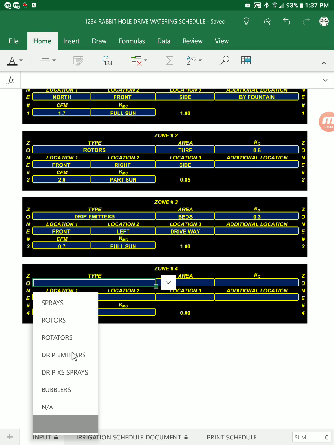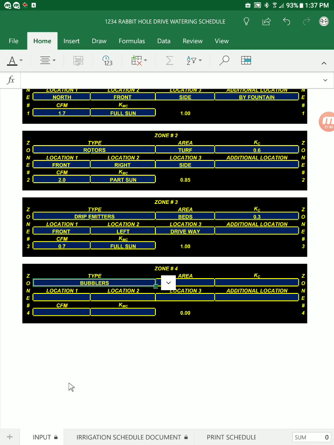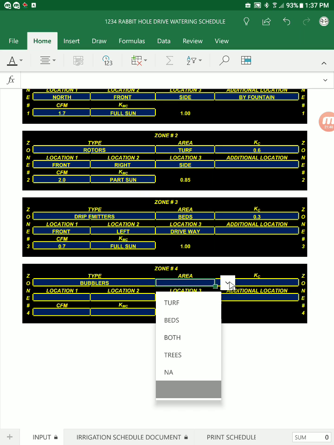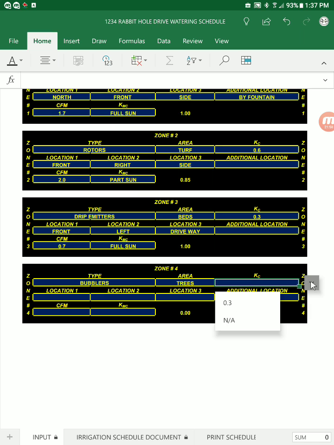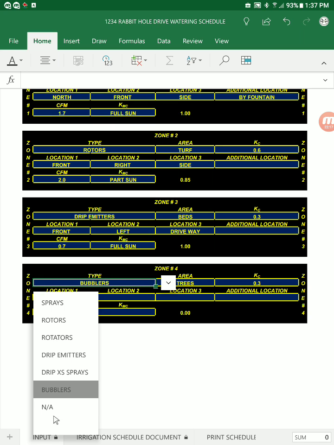Really, there's nothing to go in with drip emitters either. Bubblers is something I could go into. You could have a tree zone on bubblers, 0.3. You've only got a coefficient of 0.3. It's the only thing you need to put in there for bubblers for trees. In all honesty, bubblers for trees are really only utilized during the first few years of that tree's service. So what this would kick out is like 5 minute or 10 minute a week run times.